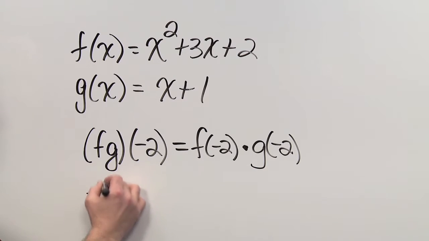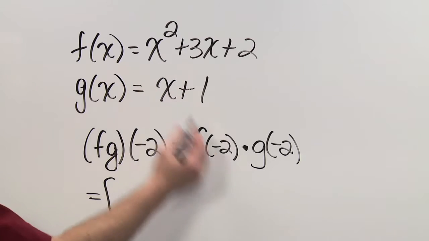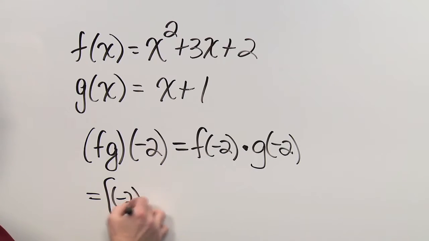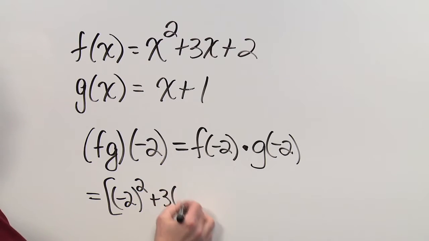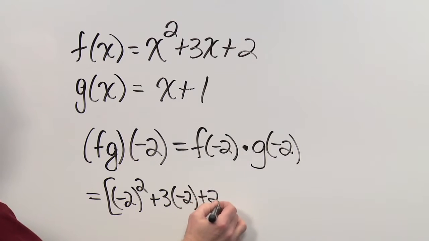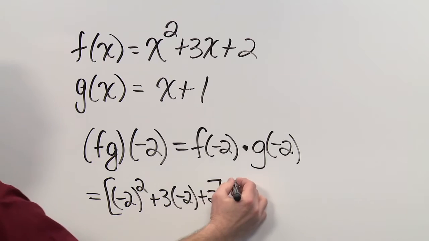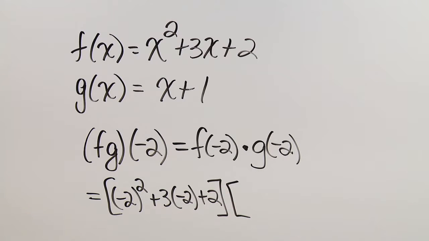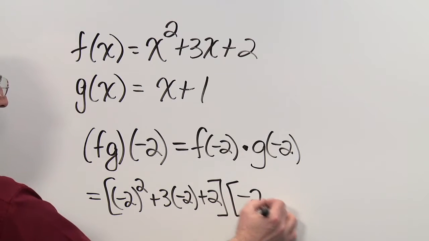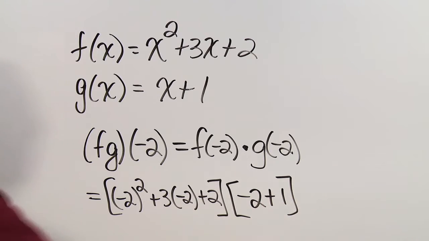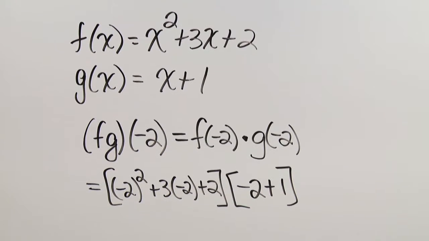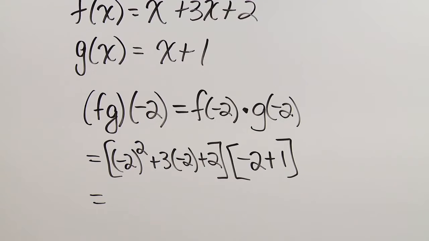So this is going to be equal to negative 2 quantity squared plus 3 times negative 2 plus 2. And that's f of negative 2. Now for g of negative 2, we substitute in negative 2 for x, and we have negative 2 plus 1. So now we simplify inside of the brackets.